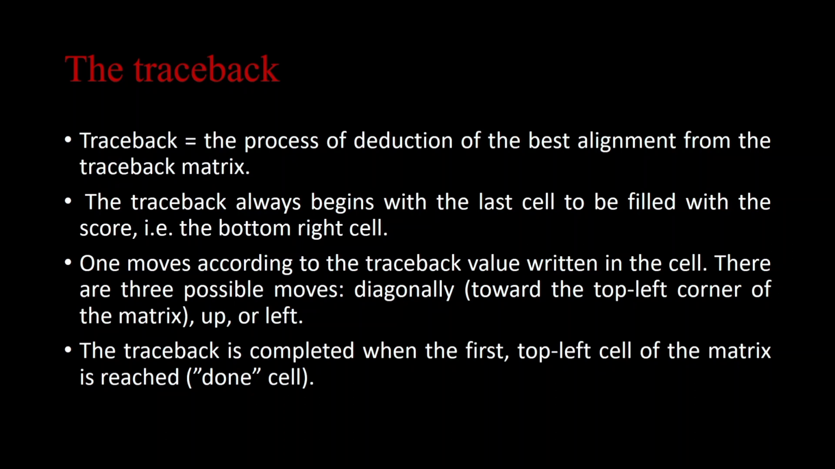The traceback is the process of deduction of the best alignment from the traceback matrix. The traceback always begins with the last cell to be filled with score, the bottom right cell. One moves according to the traceback value written in the cell. There are three possible moves: diagonally, towards the top left corner of the matrix, up, or left. The traceback is completed when the first and top left cell of the matrix is reached. That means done cell.